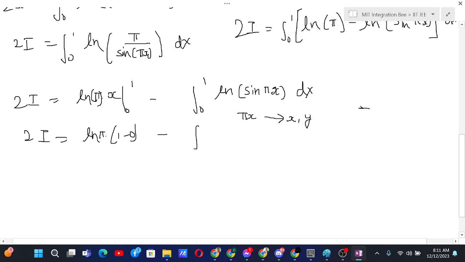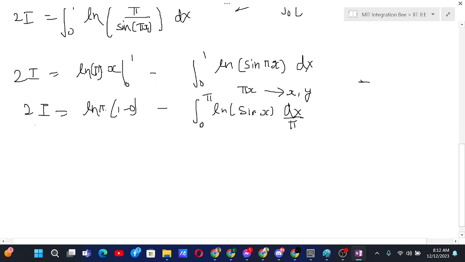And so if we do that, we will have integral from 0 to pi of ln sin x, and dx will be, let's say if it was y, then pi times dx equals dy. So that will be dy by pi. So that will be dx by pi. And now 2I equals ln pi minus 1 by pi of integral from 0 to pi of ln sin x.